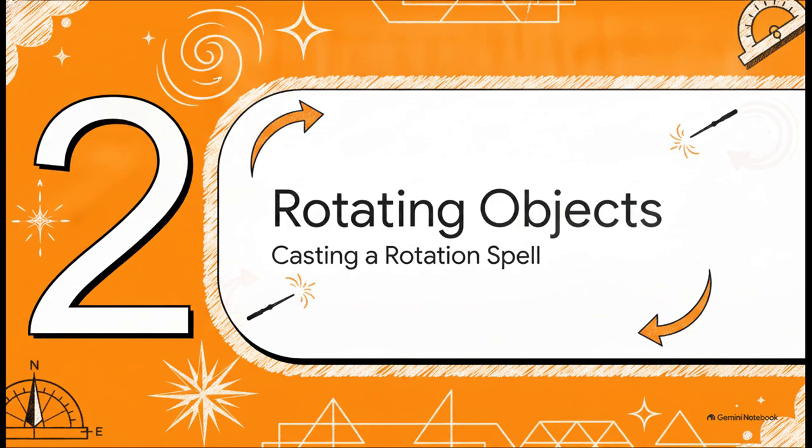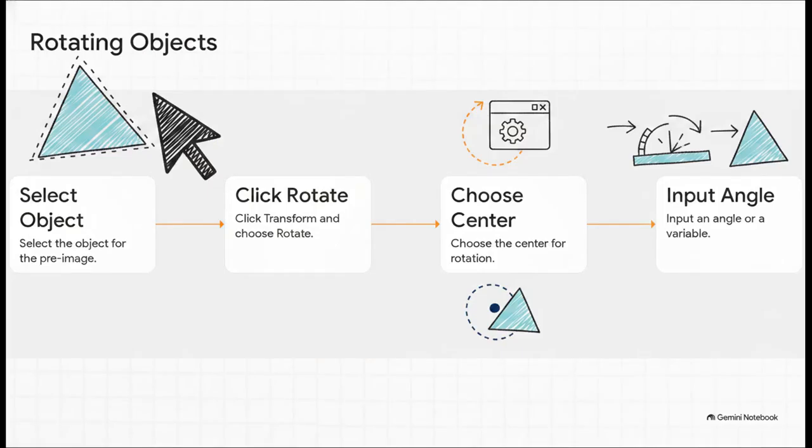Section 2. Worked example. Rotating objects. Casting a rotation spell. Okay, so the absolute most crucial thing here is following this exact sequence in the Desmos geometry tool. First up, you use the Select tool to grab your pre-image. Let's just say it's a triangle you built. Second, pop open the Transform and Construct menu from the toolbar and pick Rotate. Third, you'll follow the little on-screen prompt to choose a point that's going to act as your center of rotation. And finally, step 4, you just punch in the angle you want to rotate by. Could be 90 degrees, 180 degrees, clockwise, counterclockwise, you name it.